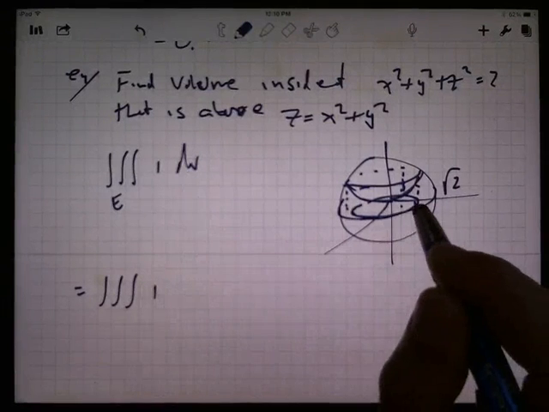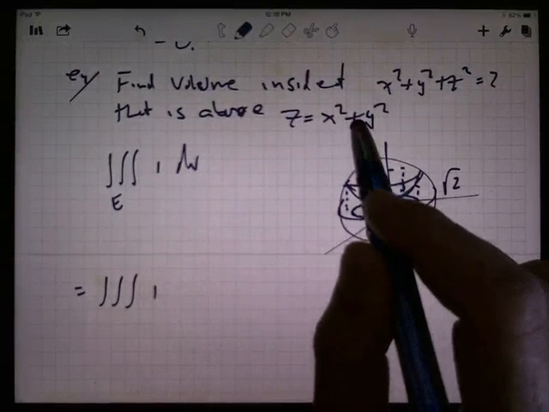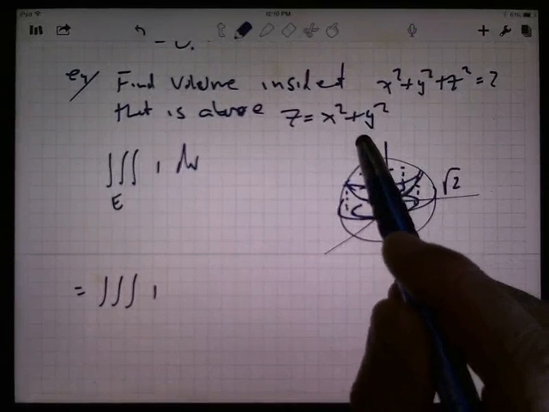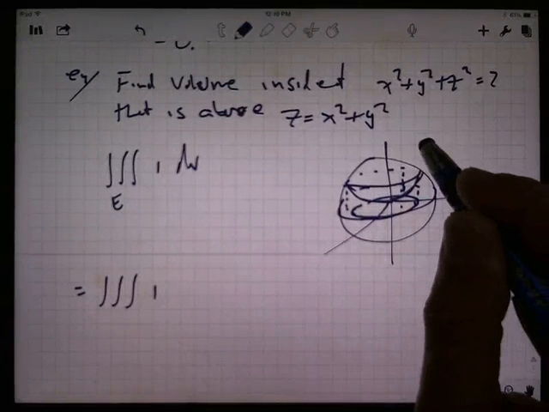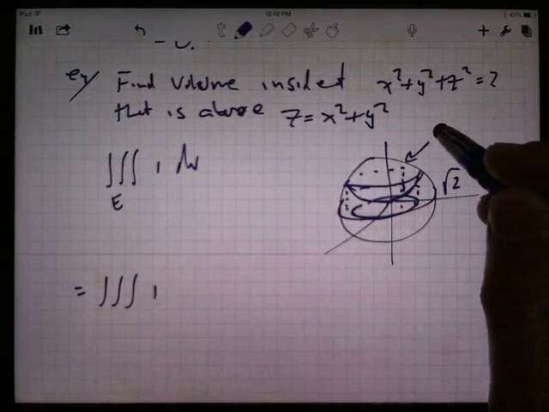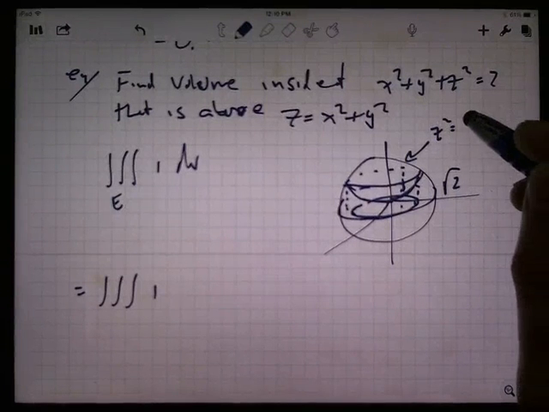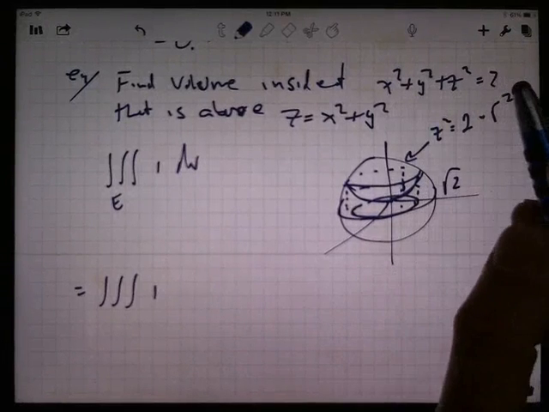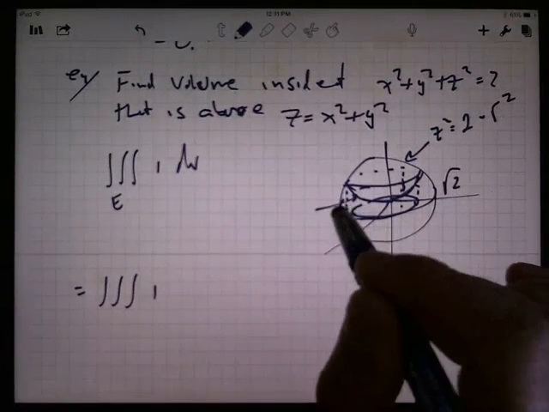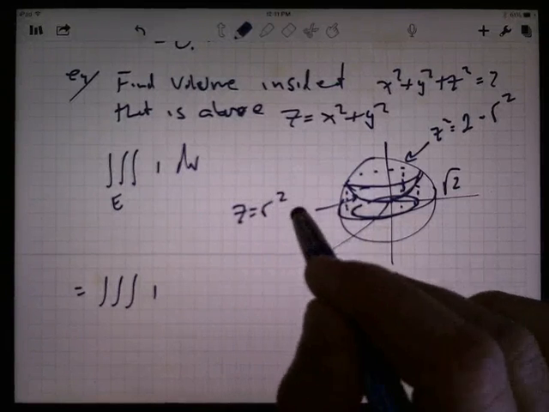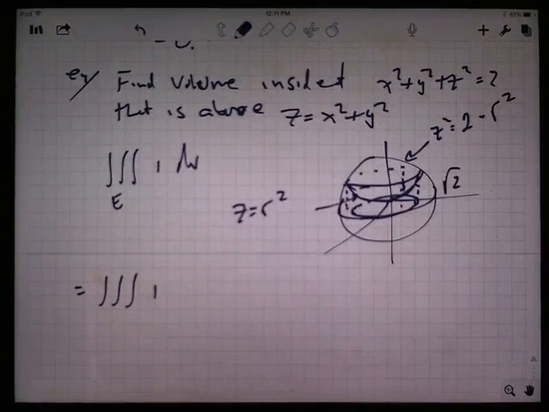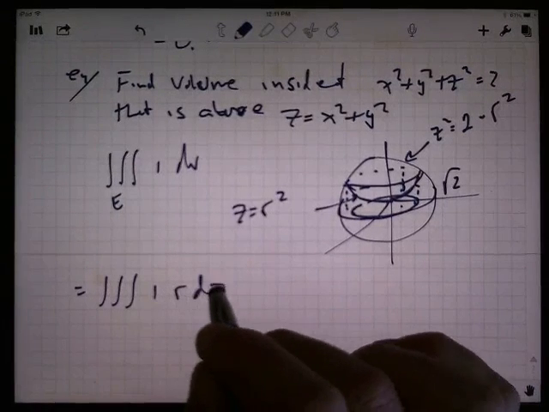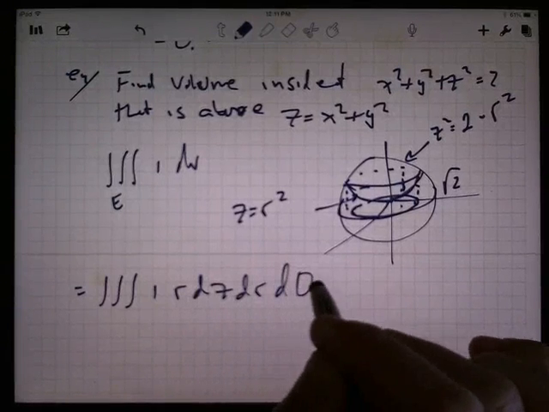So doing this in polar coordinates is going to be good. Well, polar with z, so cylindrical coordinates. These become nice functions here. So the function on the top is going to be z squared equals 2 minus r squared, because x squared plus y squared is r squared. And likewise, the function on the bottom is going to be z equals r squared, because x squared plus y squared is r squared. Okay, so dV is r dz dr d theta.